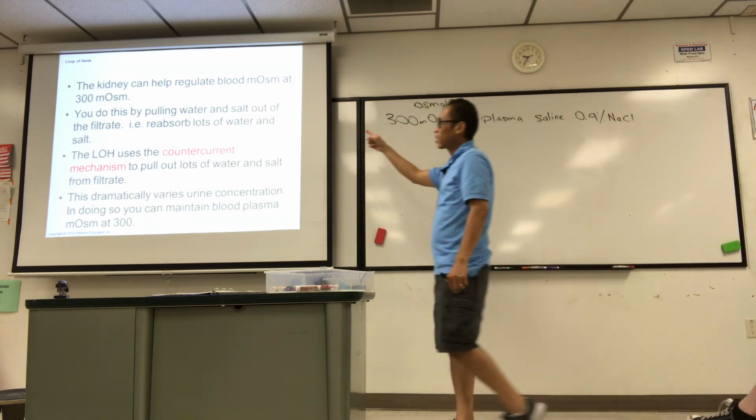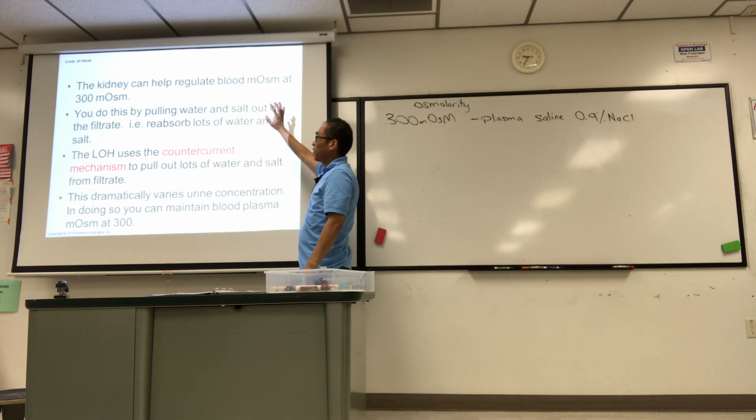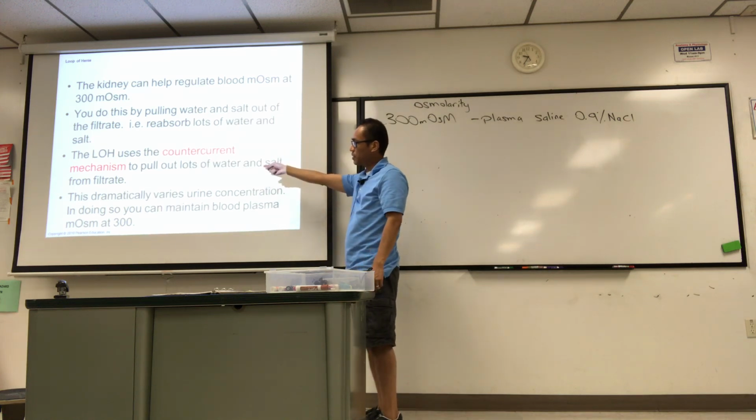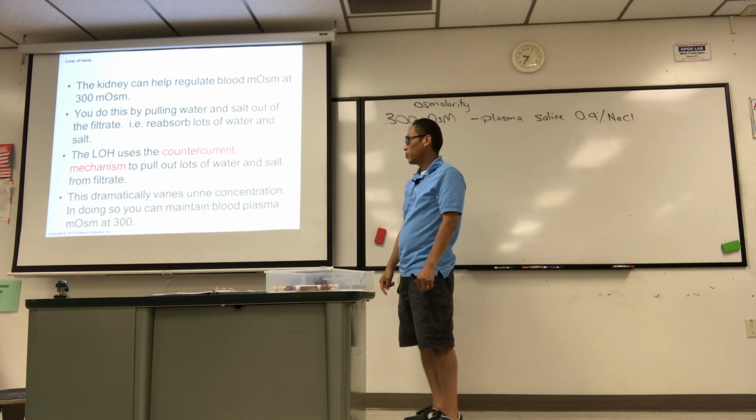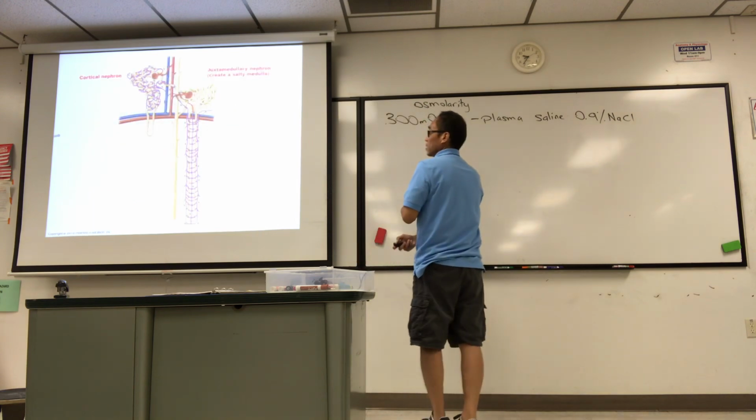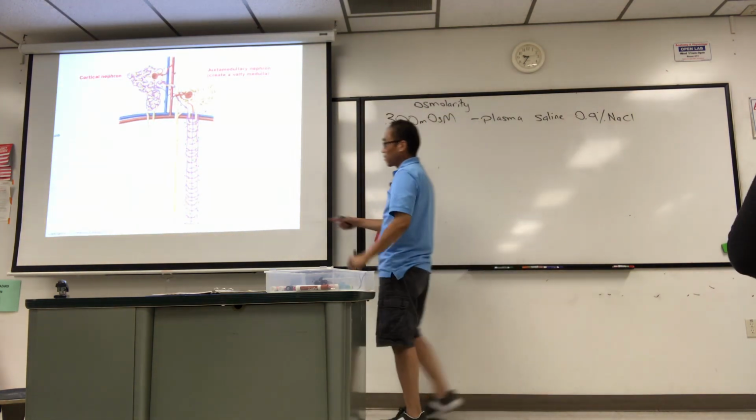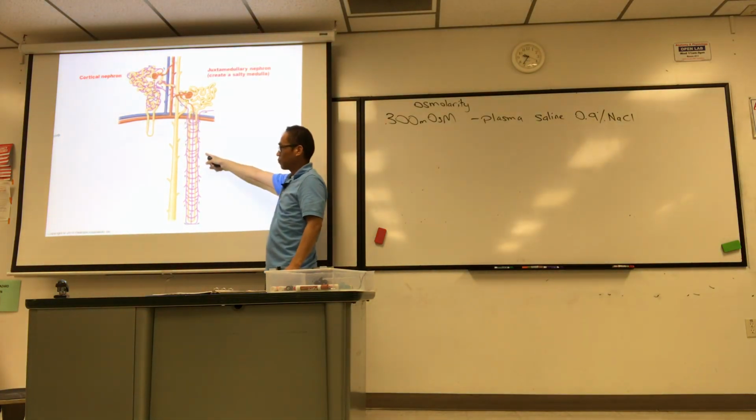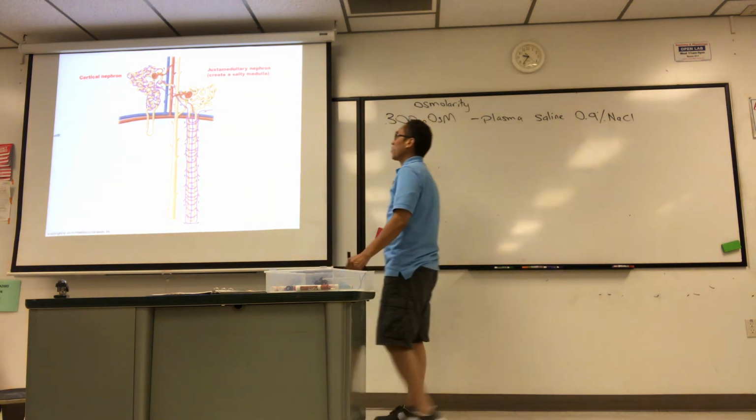So that's the concentration of the filtrate when you get to the LOH, the loop of Henle. The loop of Henle is going to pull water and salt out of the filtrate, and it uses a countercurrent mechanism to pull lots of water and salt from the filtrate. This will dramatically vary the urine concentration, and in doing so, you can maintain the blood plasma at about 300. So look at that picture. Look at this one here. This is what we're talking about. Not this one. This one: the longer loop of Henle of the juxtamedullary nephrons.